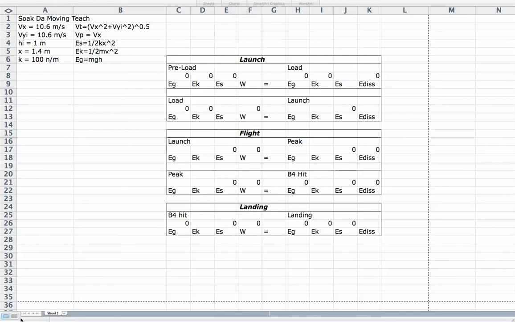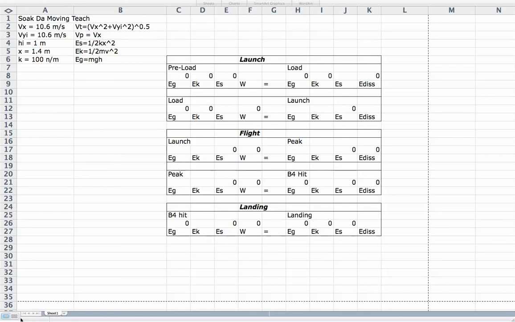I made up a number for the spring constant, and then I showed you what sorts of equations I'd be using. When it comes to the energy, it's not a vector. In other words, it doesn't have direction. So it's not like you would solve for the horizontal kinetic energy and the vertical kinetic energy. So I have to use the Pythagorean theorem to figure out what the total velocity is at the launch.